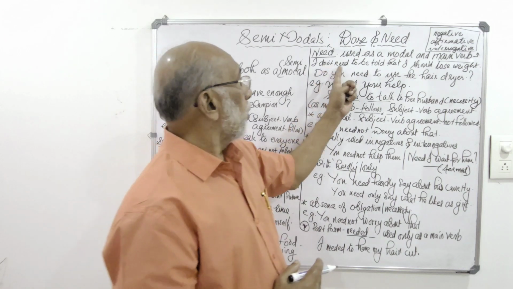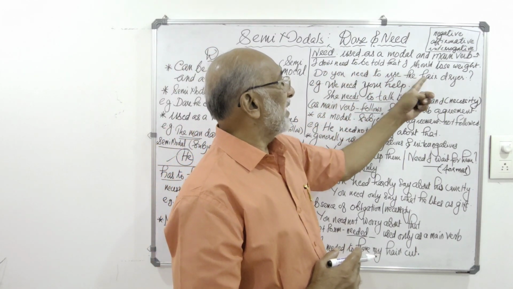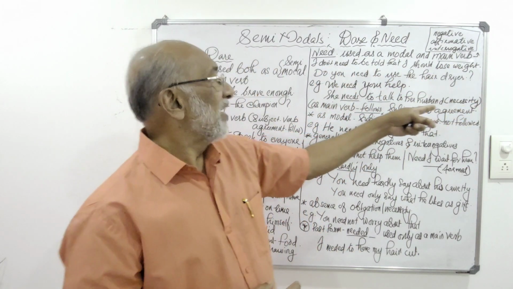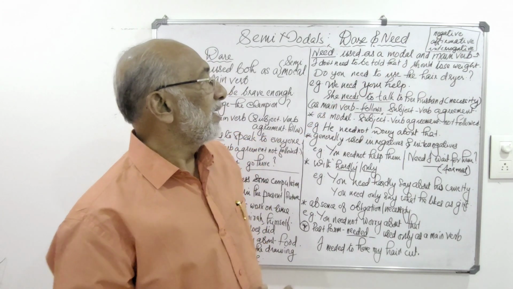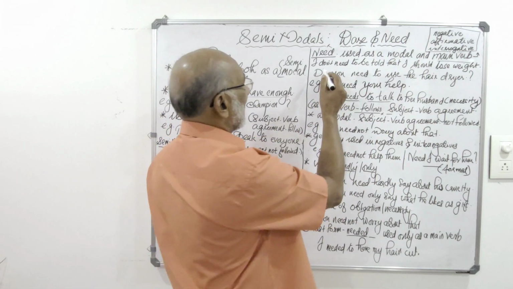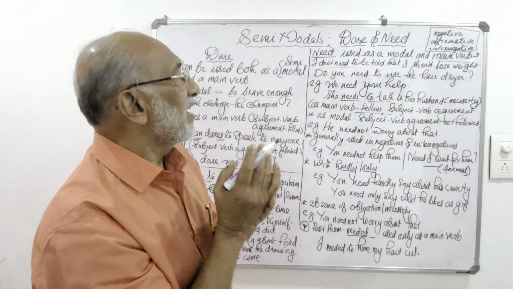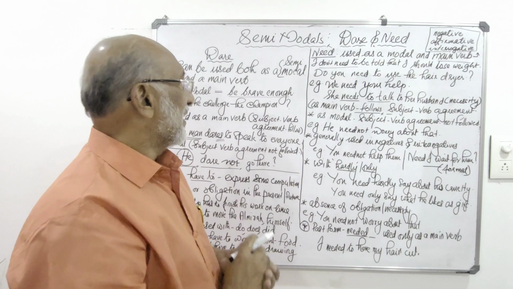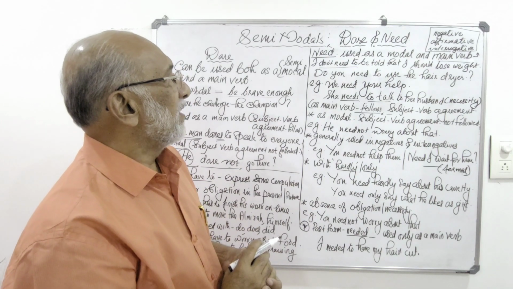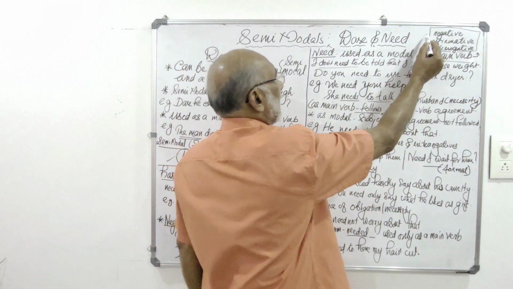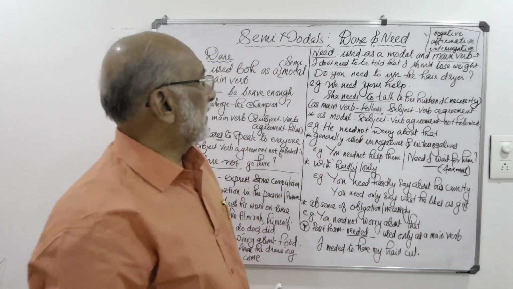I don't need to be told that I should lose weight. Here it's a negative sentence, I mean a negative structure. The meaning is positive, but the structure is negative. So there is an example for a negative sentence.